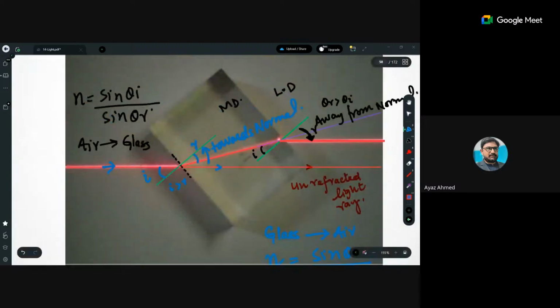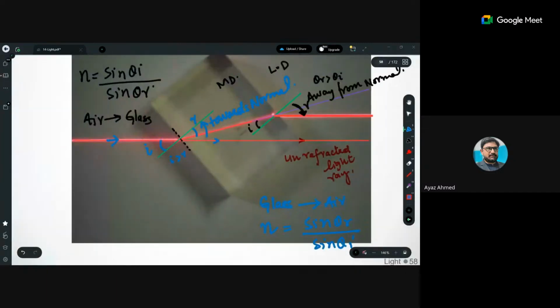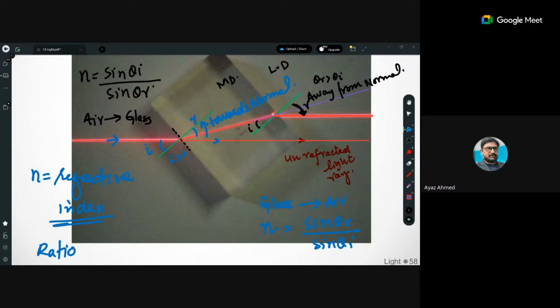Is it clear to everyone? What does N stand for again, sir? Here, N is the refractive index. What is N? N is the refractive index, and I will talk about that in detail. It is basically the ratio of sine of theta I to sine of theta R.